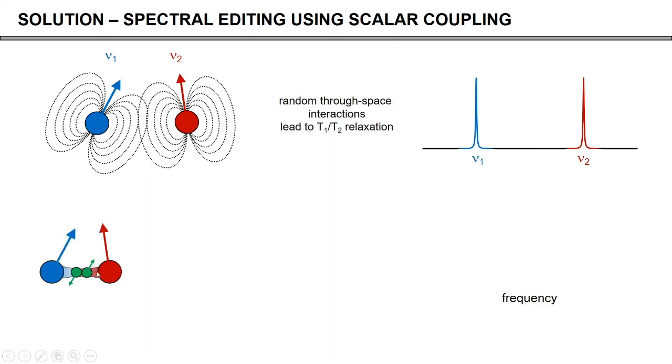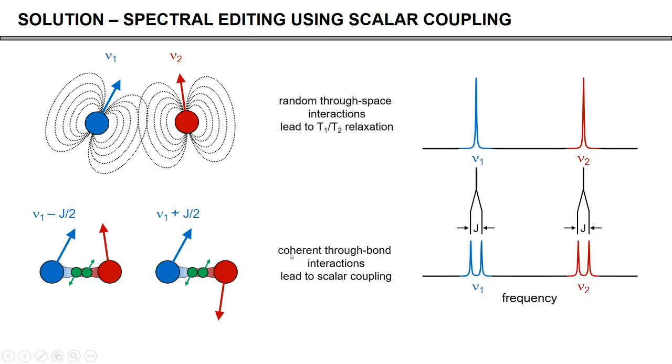Now there are also non-random interactions that go through the electrons in a chemical bond. So now the red and the blue spin are inside the same molecule and they are connected to each other through a chemical bond. In this scenario, the blue spin can detect if the red spin is parallel or anti-parallel to the magnetic field. If the red spin is parallel, the frequency is slightly lower for the blue spin than if the red spin is anti-parallel, then the frequency is slightly higher.